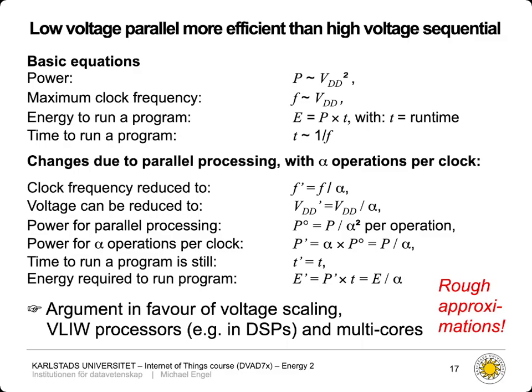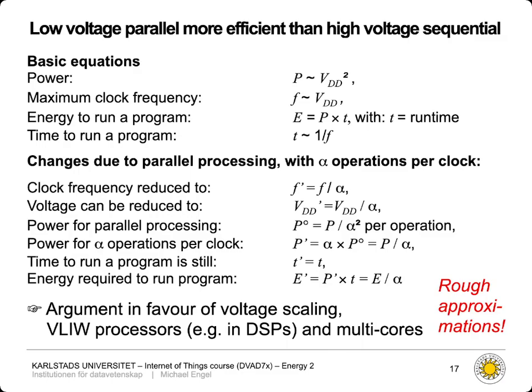For this, we can look at basic equations. We know that the power is proportional to the square of the supply voltage. The frequency in turn is proportional to the supply voltage itself. And the energy to run a program is the integral over the power, or we just simplify it here: the energy is just the power times the runtime of a program. And the runtime of a program, of course, is proportional to the inverse of the frequency. So the higher the frequency, the lower the runtime of your program is.